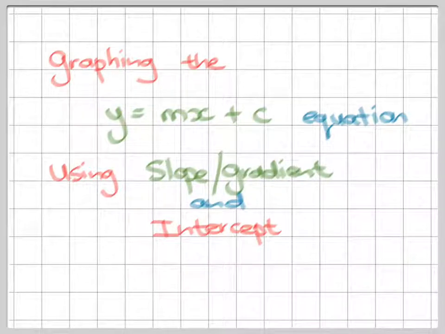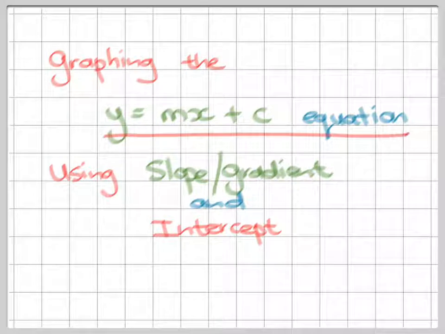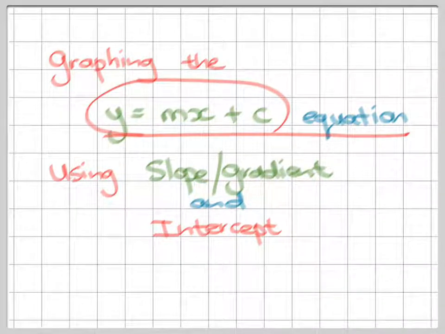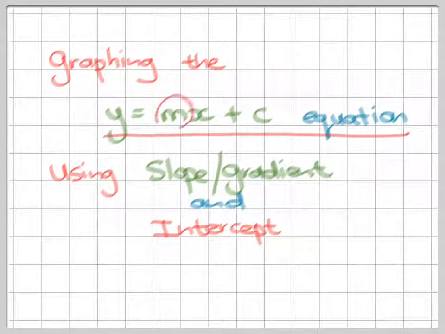Right, let's look at graphing the straight line graph equation. That would be that there. We know this is its standard form, the way in which it is presented: y equals mx plus c, this being the slope or gradient, and that being the y-intercept, where it cuts the y-axis.